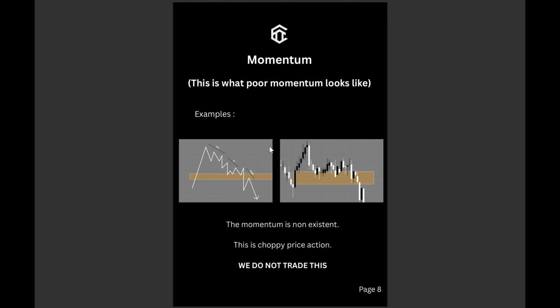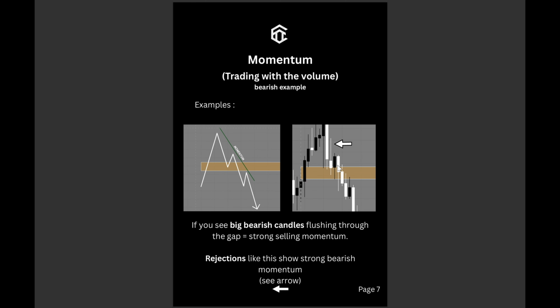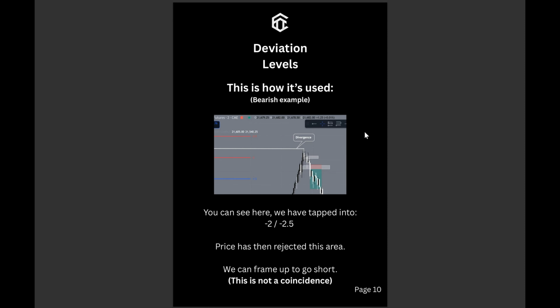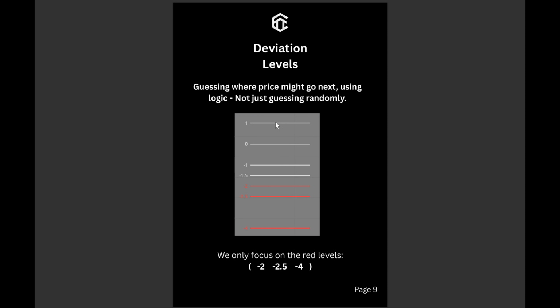We want to trade with the volume, or we want to trade with the momentum. So trading with this is less probable than trading with this. Does that make sense? And finally, we are going to be looking at deviation levels. So deviation levels look like this.